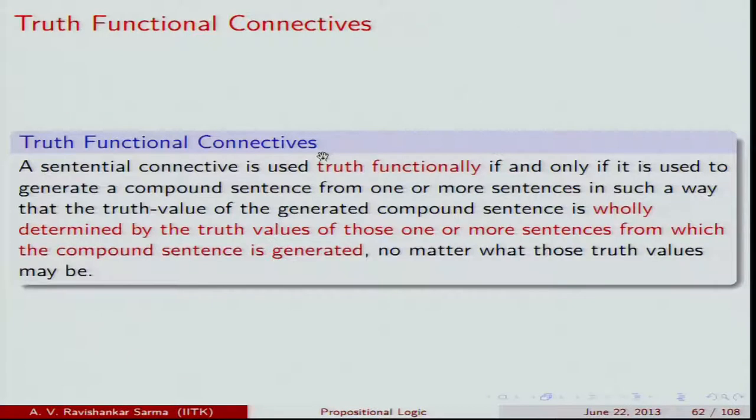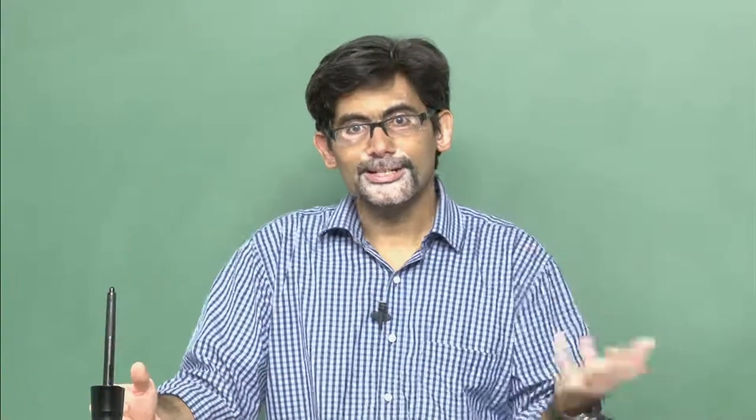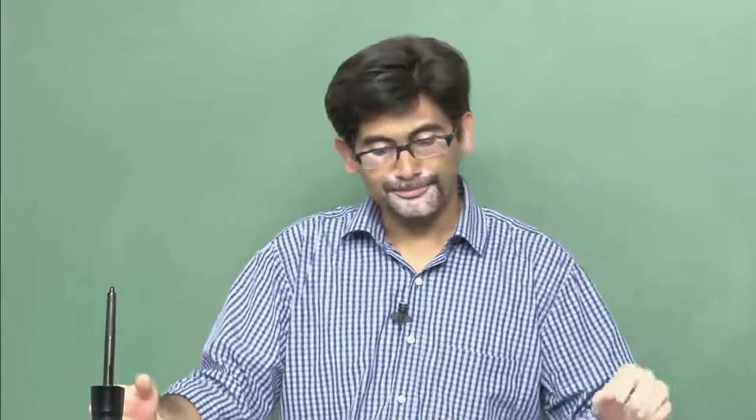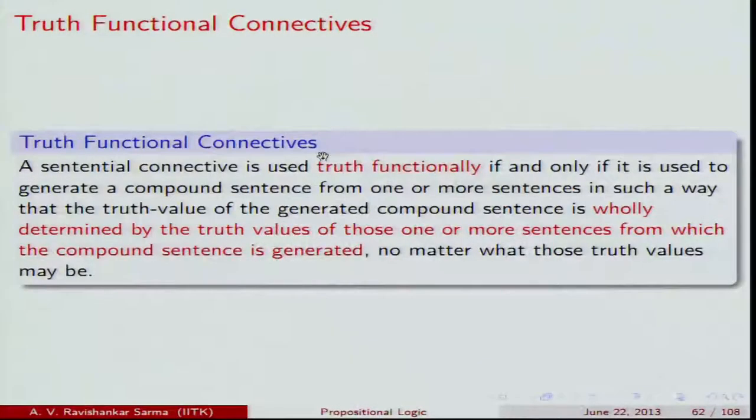Suppose you want to determine the truth value of P or Q. The truth value of this compound sentence is solely determined by whatever values P and Q, the propositional variables, take in that given well formed formula. There is nothing else that comes into the picture in determining its truth value. But in day to day practice, we need to go beyond truth functional connectives.